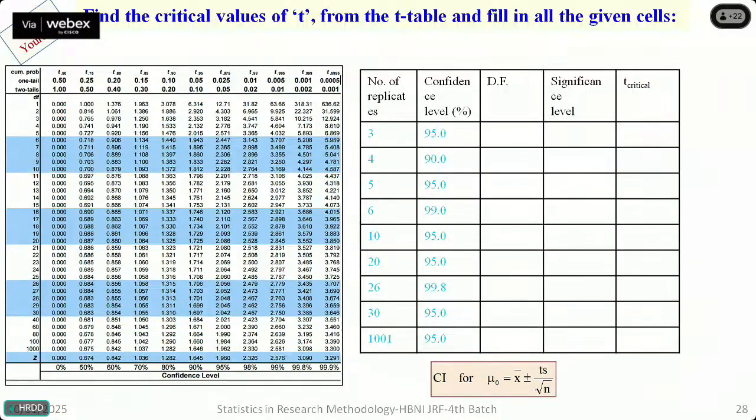And for a confidence level of 95%. Pardon? For a confidence level of 95%. It is not visible over there. Color, na? Okay.